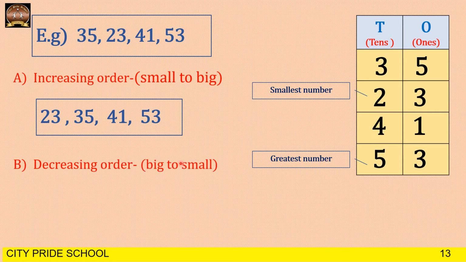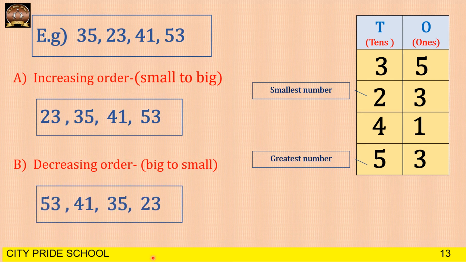Now, if we want to arrange them in decreasing order, that means from the biggest number to the smallest number. From the big number to the small number. Which is the biggest number here now? Yes, it is 53. Then 41, then 35 and then 23. Okay, so this is the increasing order or ascending order and this is the decreasing order, that is descending order. Okay, so this is the way we find out.